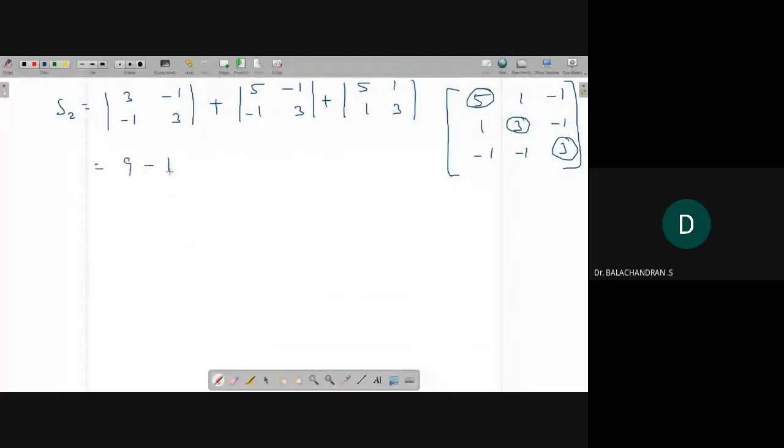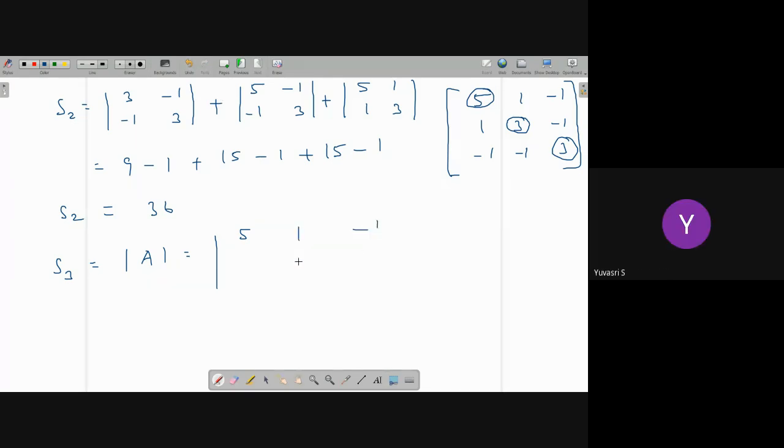So now expand this. 9 minus 1, 15 minus 1, 15 minus 1. So 8 plus 14 plus 14, that is 36. So S2 is 36. What is S3? Determinant of A. So the determinant of A is the determinant of 5, 1, minus 1; 1, 3, minus 1; minus 1, minus 1, 3.